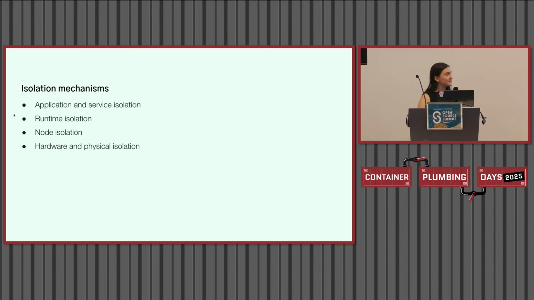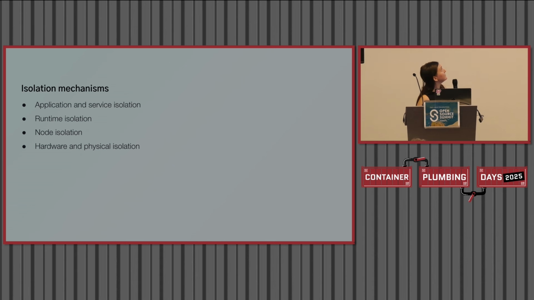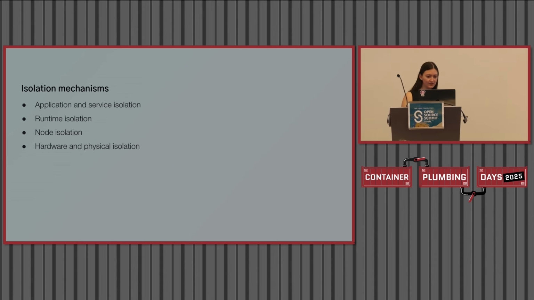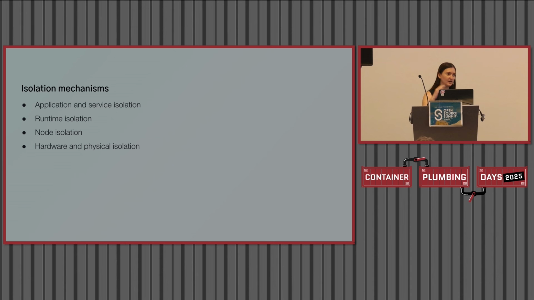There's a bunch of different mechanisms for isolation. They include application and service isolation, runtime isolation, node isolation, as well as hardware and physical isolation. And we're going to get to a couple of different examples of each of these. They operate at different levels of the stack, at different levels of isolation, to provide isolation.